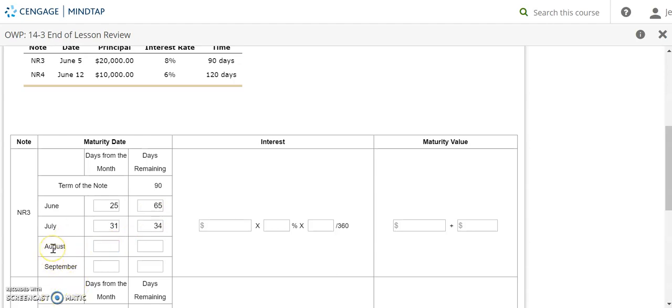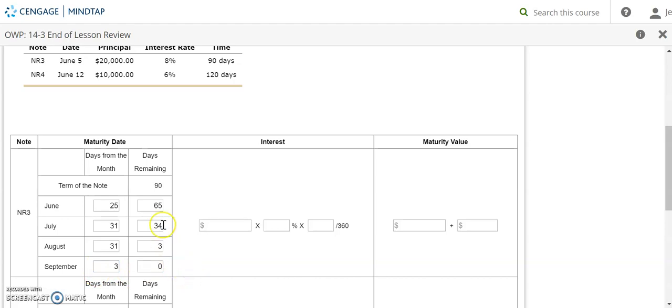Now we need to look at August and how many days are in August. There are 31 days in August. So since we have 34 days left, we are going to use all 31 days of August. That leaves us with 3 days left. So the 3 days left means that we're going to use 3 days from September. Okay, so days remaining is 0.